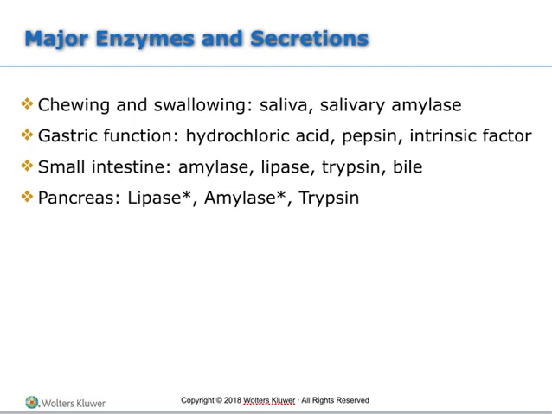Our small intestine, we have a little bit of amylase, lipase. That amylase and lipase comes from the pancreas and then is shipped to the intestine. So the lipase and amylase have a little asterisk by it for the pancreas because we look at those levels to see if there's any kind of pancreatitis. Small intestine, we've also got trypsin and bile. Remember, bile is liver and gallbladder.